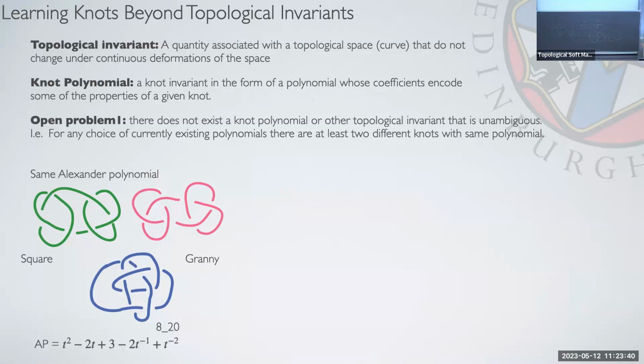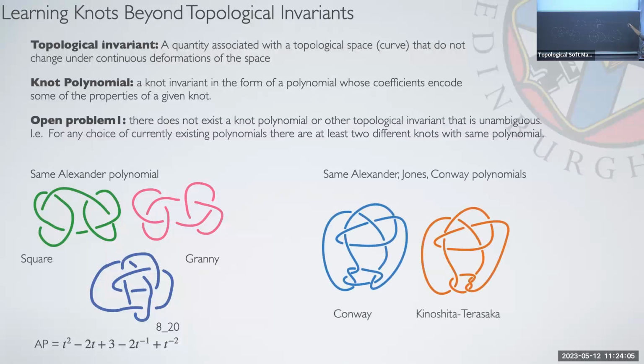So it's an open problem, and it doesn't currently exist. There are different polynomials that have been developed, but there doesn't exist a polynomial that is unambiguous. You can always find pairs of knots that share the same polynomial. So this is an example: you have a square knot, a granny knot, and H20. They are clearly different knots, but you always get the same Alexander polynomial.